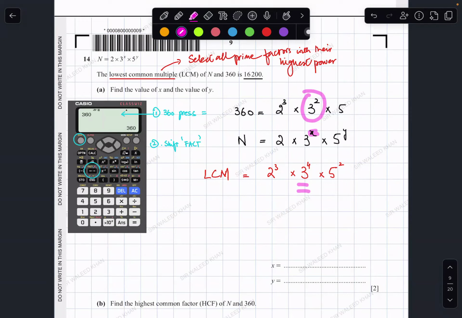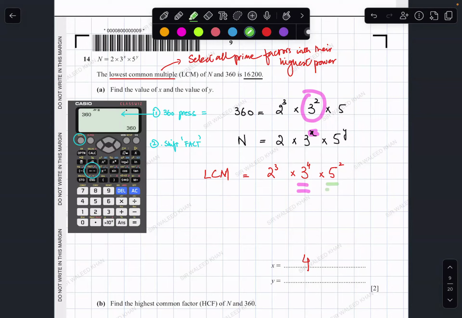4. Because LCM is showing that there exists a 3 power 4, which is not a part of 360. So that must be a part of n. So n has 3 power 4. X is 4. Okay, the same for the other one.